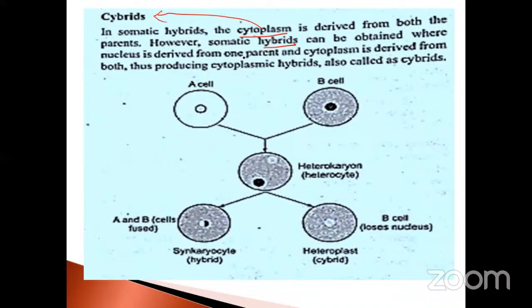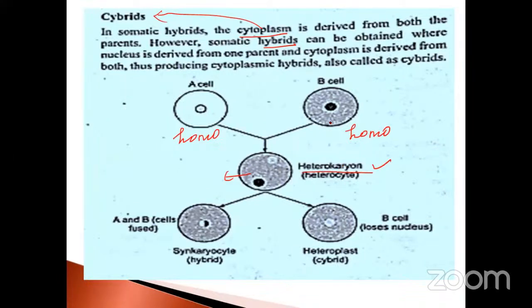However, the somatic hybrid can be obtained where the nucleus is derived from one parent and the cytoplasm is derived from both. This one is called a cytoplasm of both A cell and B cell. When united together, we will get this. This is hetero. This one is homo. This is also homo, isn't it? So when both are united, you will get the heterokaryons.